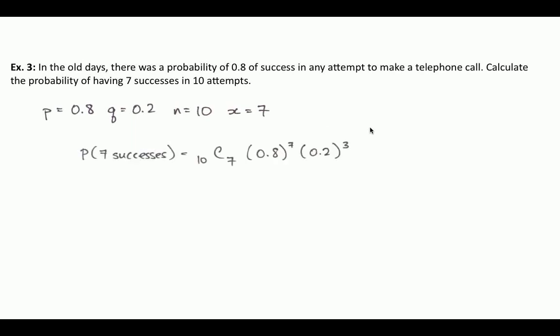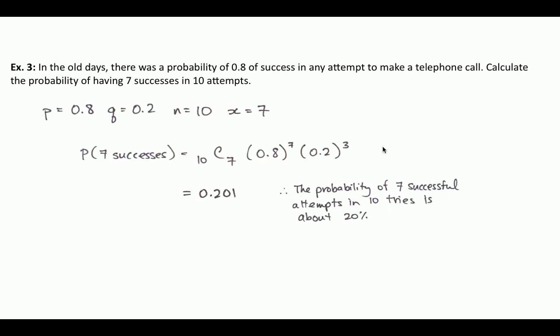When we put this together, the probability of 7 successes is 10 choose 7, times the probability of success to the power of 7, times the probability of failure to the power of 3. That gives 0.201, so about a 20% chance. The probability of 7 successful attempts in 10 tries is about 20%. Oh my gosh, fantastic.